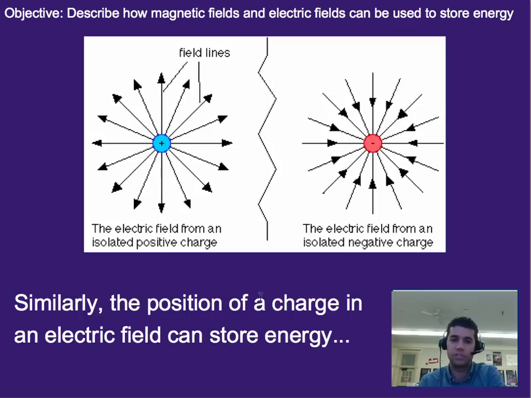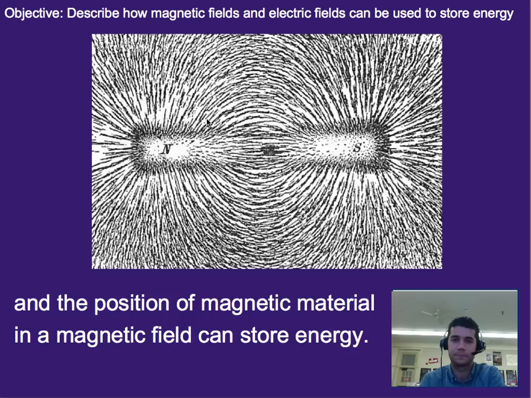Similarly, the position of a charge in an electric field, so if we place a charge here or we place a charge here, can store energy based on its position. Now it's going to be a little different because we can have both attractive, in this case, or repulsive forces. It'll change how you store energy, but ultimately, based on where you are in an electric field, you can store energy if something is charged. If it's not charged, then this won't do anything.